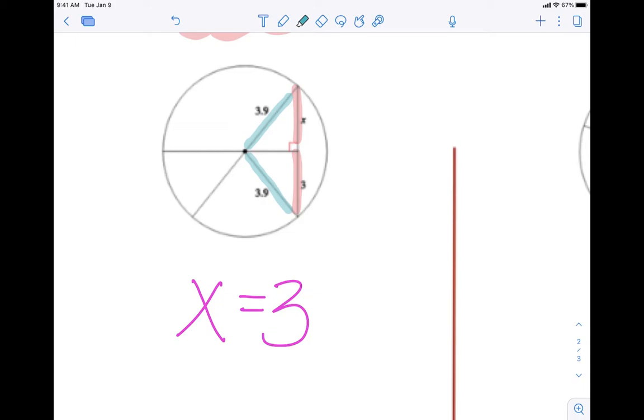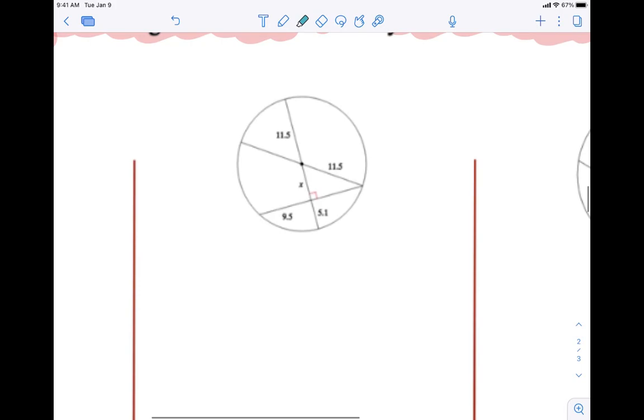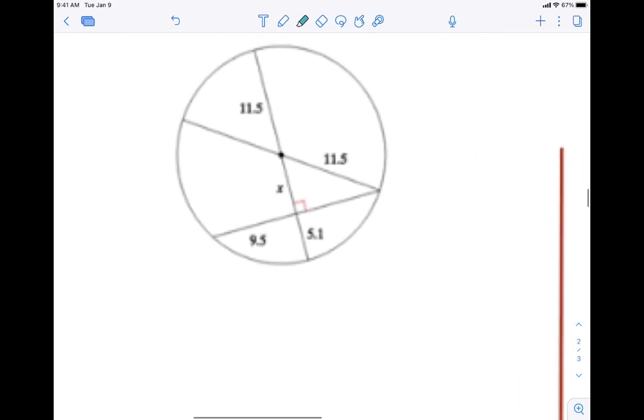These chords here inside this circle. So simple enough, right? Let's move on to the next example here. So let us take a look here.